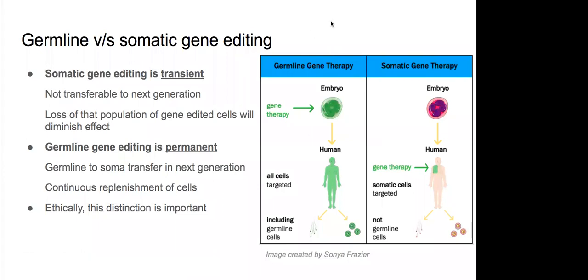So if we edit the germline cells, then the edit that we have made can be transferred to the next generation. So it will go on like that. Once a germline cell is edited, whenever it's passed on, or whenever from a germline cell another generation is made, it will have the same characteristics as the previous generation. Hence, germline cells are much better for genetic engineering.